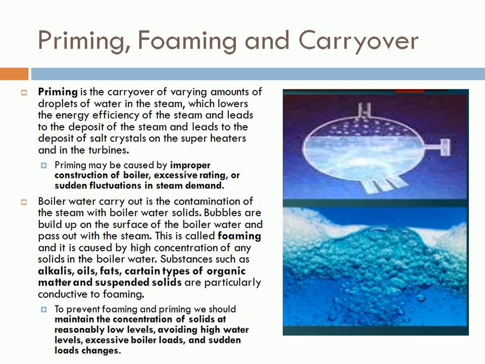Priming may be caused by improper construction of the boiler, excessive rating or sudden fluctuation in the steam demand, right? Priming and foaming is a condition in the boiler of a steam locomotive in which water is carried over into the steam delivery. It may be caused by impurities in the water, which foam up as it boils, or simply by too high a water level.